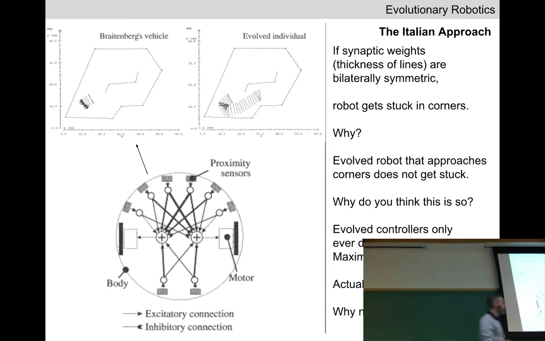Okay, as was mentioned a few slides back, the actual top speed of this robot is 80 millimeters per second.